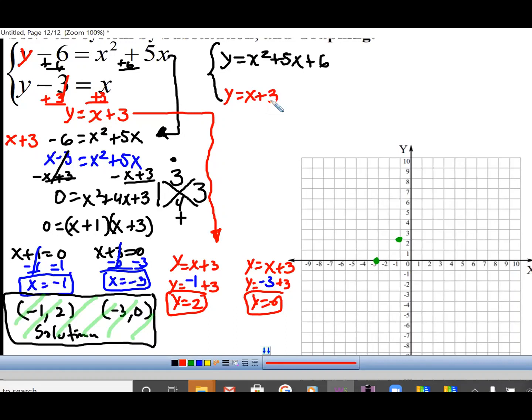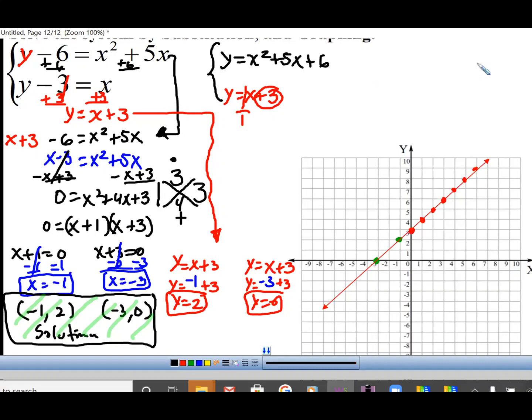So to graph the linear, we start with +3. That's our y-intercept, which is right here. Our slope is the coefficient of x, which is 1 over 1 in fraction form. So that's 1 up, 1 to the right, repeated. We graph our line. And so far, it is intersecting those 2 points.